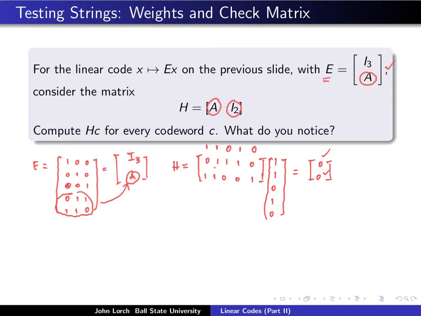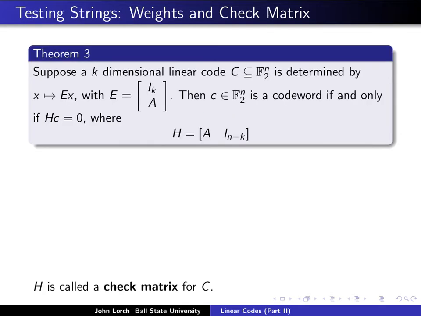So you might take a moment now, maybe pause the video, go back to the previous slide, pick some more code words, and multiply on the left by H. Every single time you do that, you should wind up with the string 0, 0. Okay, so it turns out that that is not a fluke. The previous example illustrates this theorem.